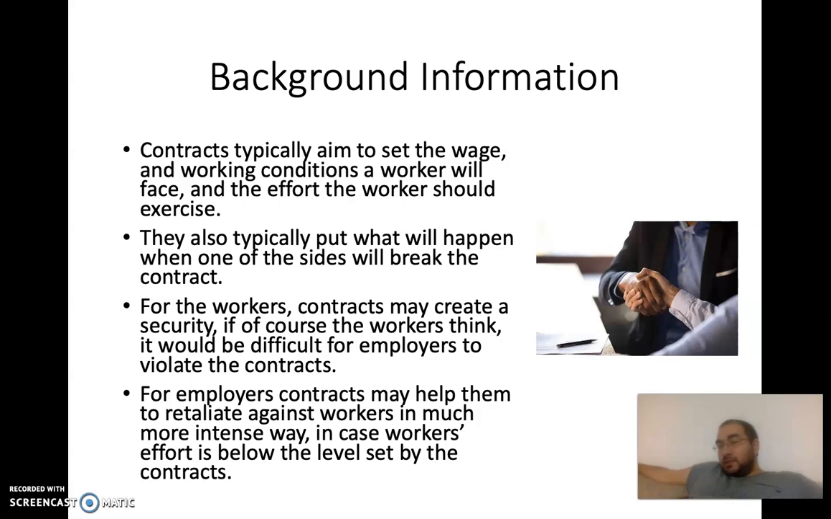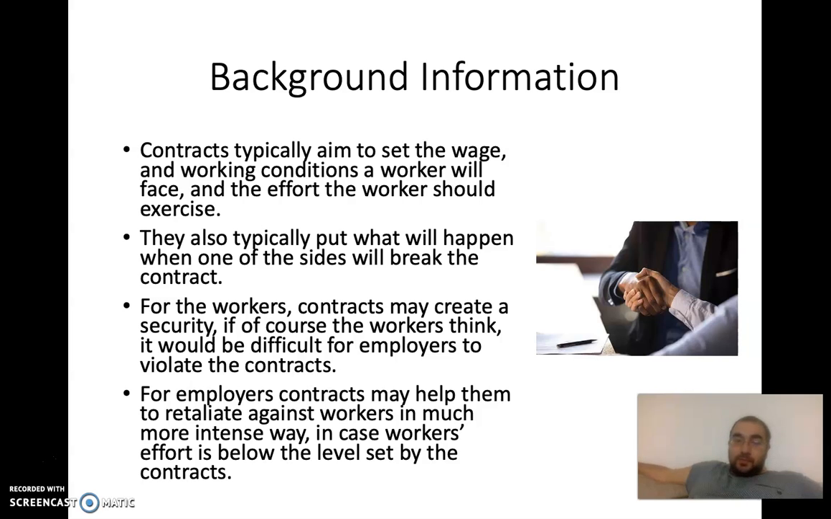Well, contracts might create security for the workers, although in some cases, workers might think, and it might be true also, that employers might break the contracts easily, especially if the workers cannot face the legal charges as easily as the company. Then for the employer, breaking a contract might just have a cost of a legal fee. Basically, they might even think that the probability of the worker going to court is low.